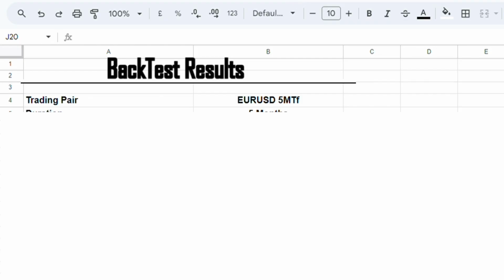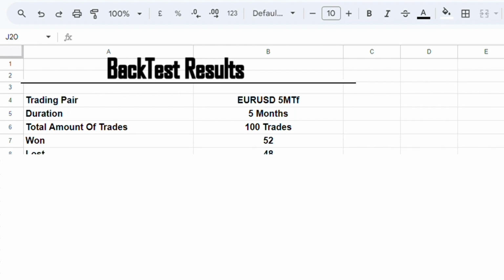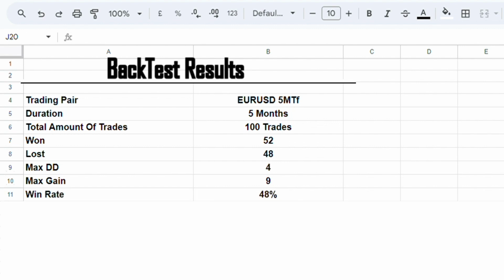So in 5 months, I took 100 trades, 52 won and 48 lost, and it had a max drawdown of 4R and a max gain of 9R. That was positive, as well as the win rate when going for a 1.5 risk to reward, checking out.